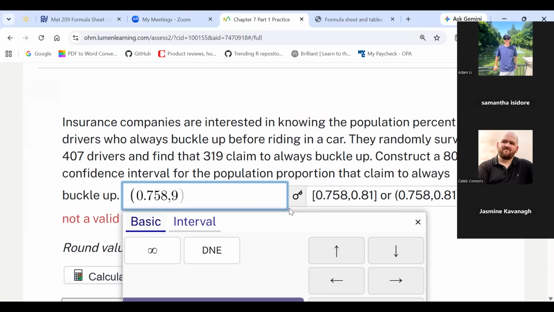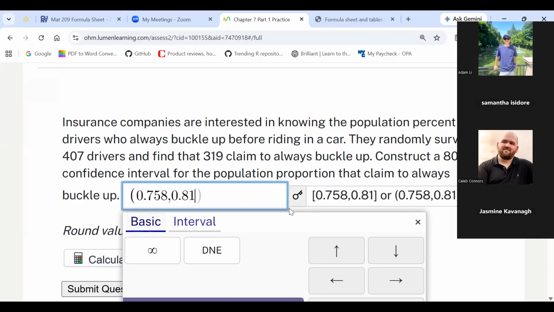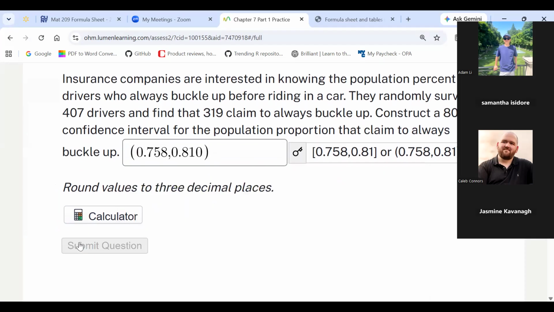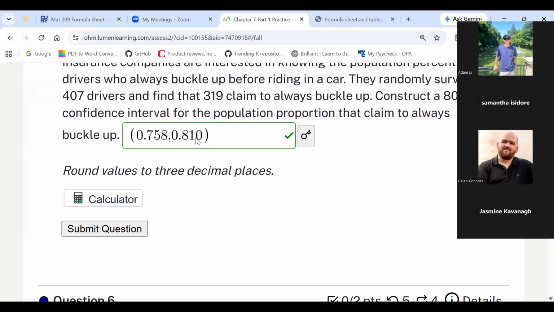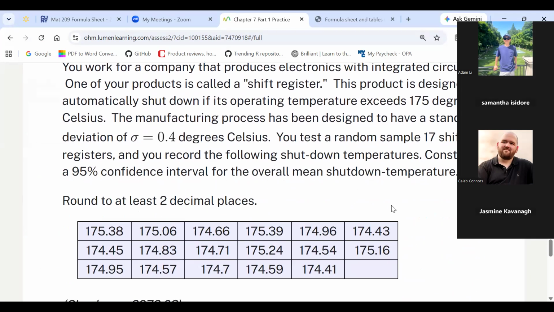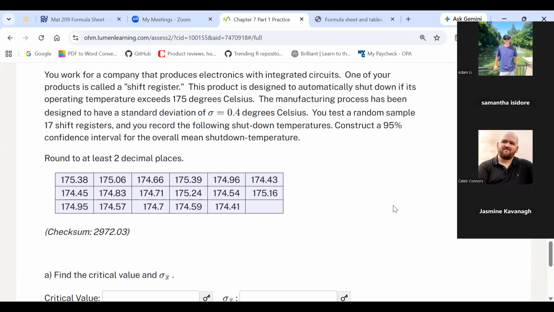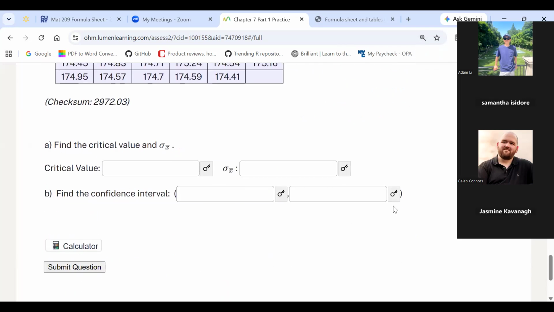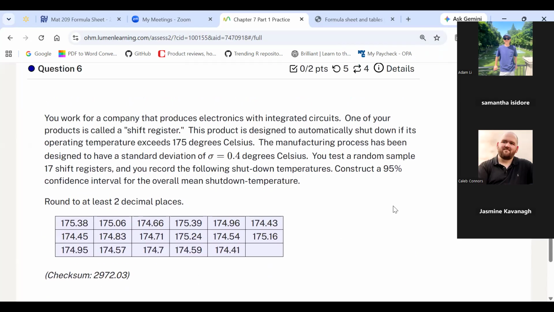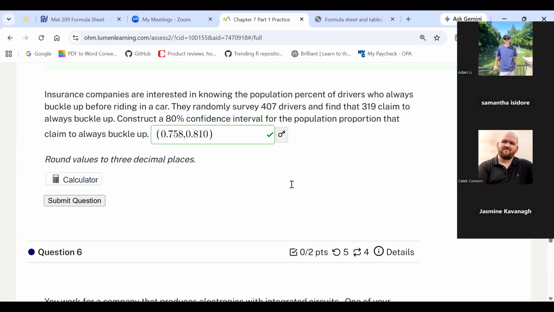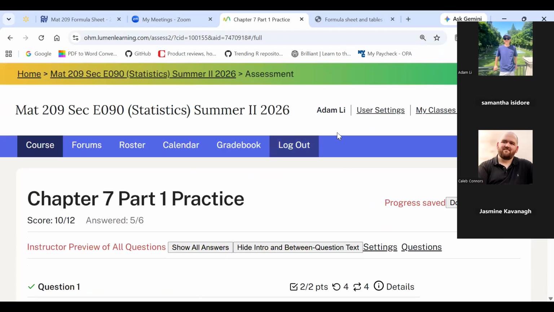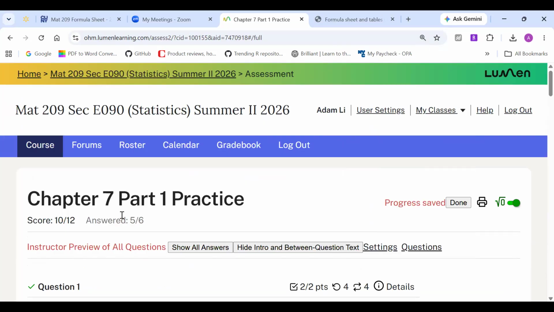0.810. Was that submitted? It's a correct answer. Okay, any questions about this? This one is not part of this; it should be in the second part, about the population mean. Don't worry about this, we'll do it on Monday. So that will be all the exercises for part one about population proportion.